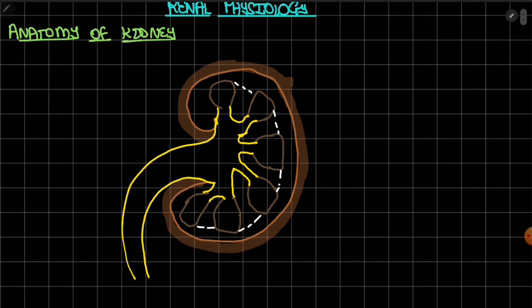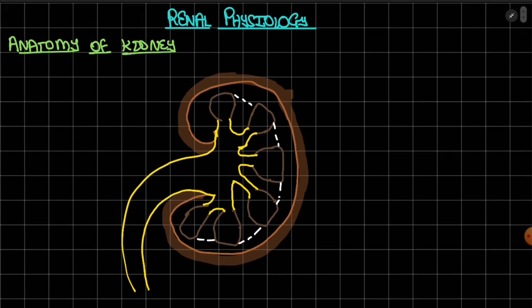So what is the kidney? In renal physiology, the kidney is the most important organ. The kidney is responsible for excretion. In superficial knowledge, we all know the kidney is important for excretion. So, starting with the kidney.